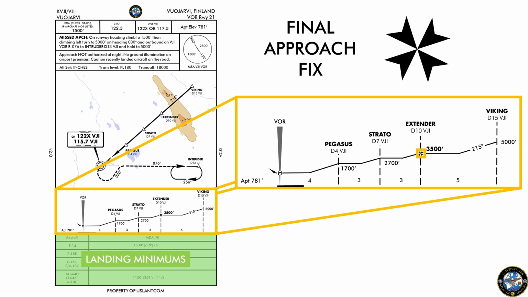Additionally, the Maltese cross found only on non-precision approaches indicates which fix is the final approach fix. Generally, as a rule of thumb, the Air Force recommends being established in landing configuration at least a mile before the final approach fix.